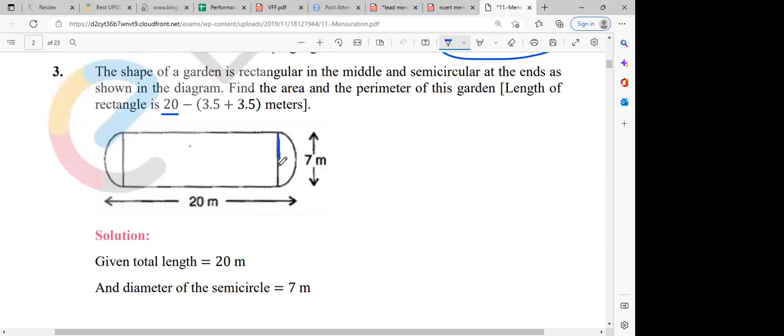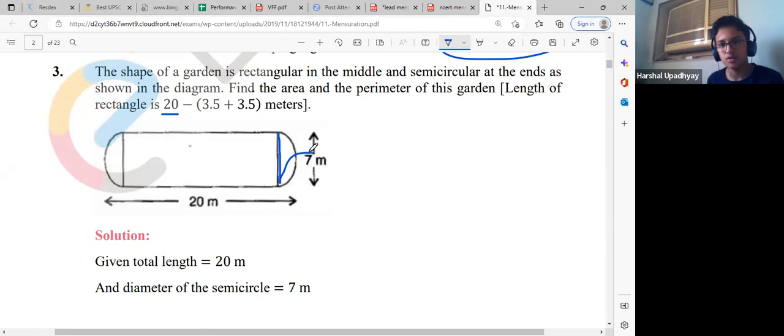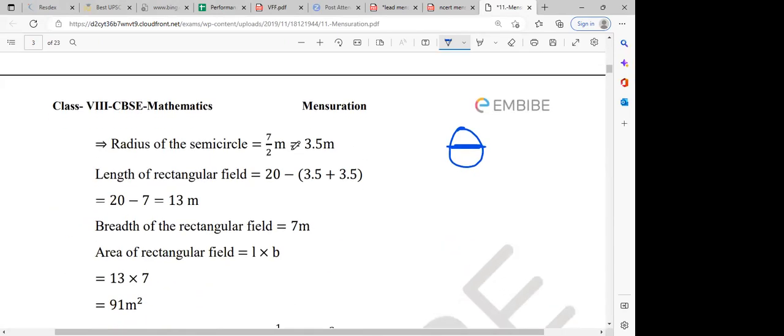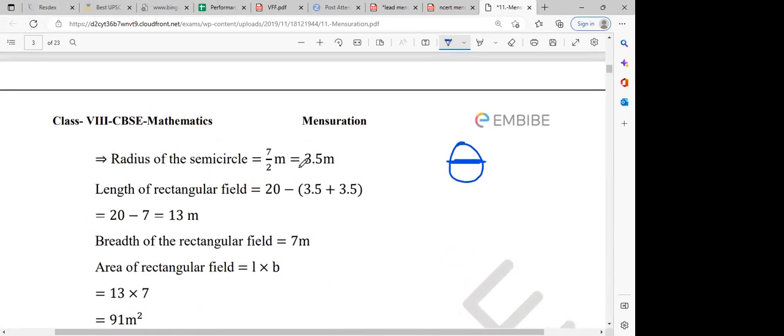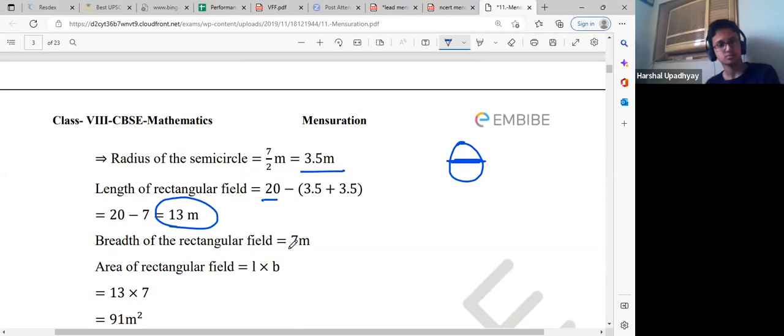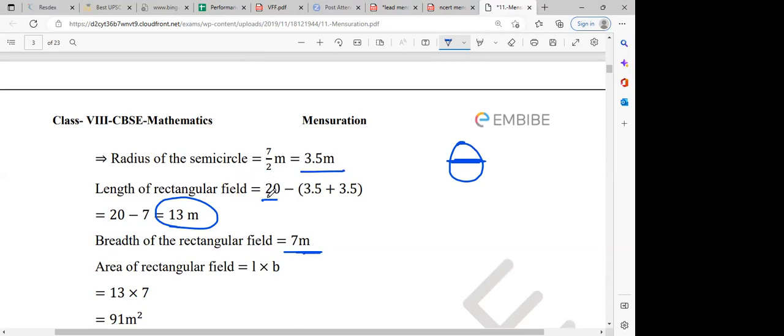So the radius of the semicircle will be this. Now the length of the rectangle is 20 and 3.5 plus 3.5, so it is 20 and 7, that means 13 meter. Clear? Now the breadth of the rectangle is 7, you already know, because it was 20 minus this. So you have the length, the breadth and the radius. You have all this.